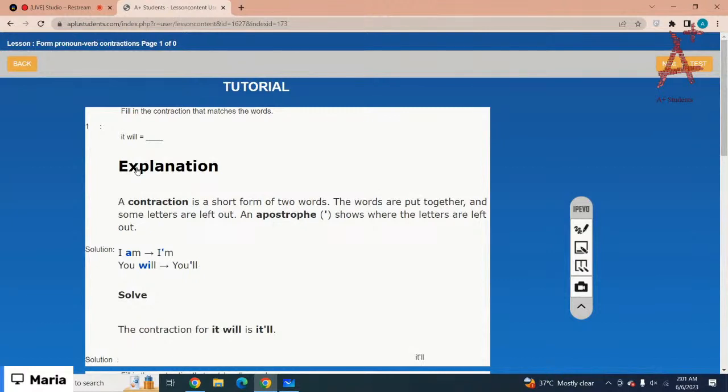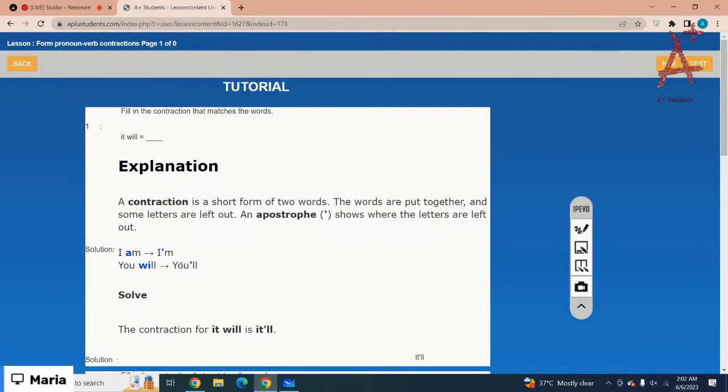A contraction is a short form of two words. The words are put together and some letters are left out. Got it? We put together two words and some of the letters are left out. An apostrophe shows where the letters are left out. So where we leave out the letters, there we put an apostrophe. Got it? Like you can say I am, we can say I'm.